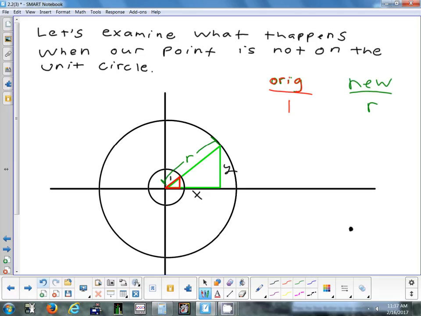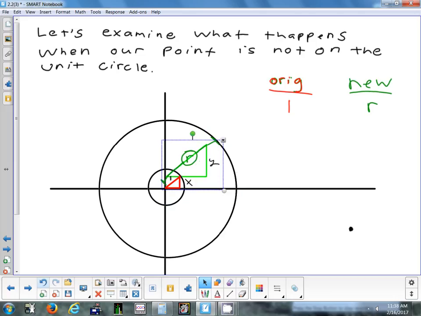If I could change this R back to 1, in other words, if I could take this green triangle and shrink it back down, then I could do this problem just like I've been doing all week. But I have to work with a triangle that has a radius of 1, not r. It can't be bigger than 1. It's got to be exactly 1. So my goal is to take this triangle and shrink it back down so that it is back on the unit circle, and then we can go back to what we know how to do.